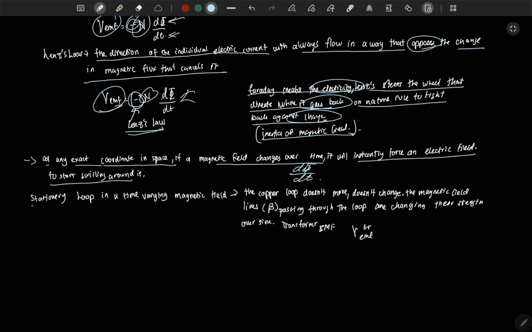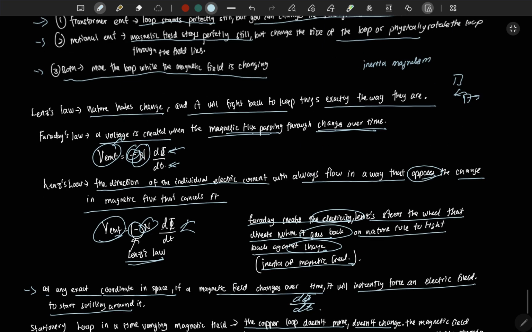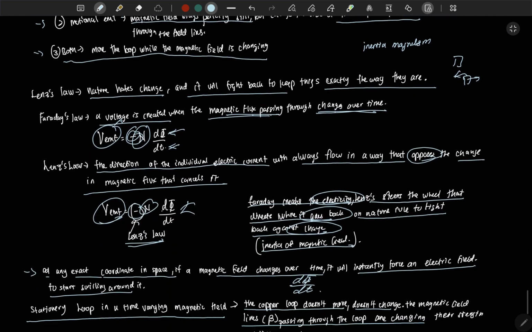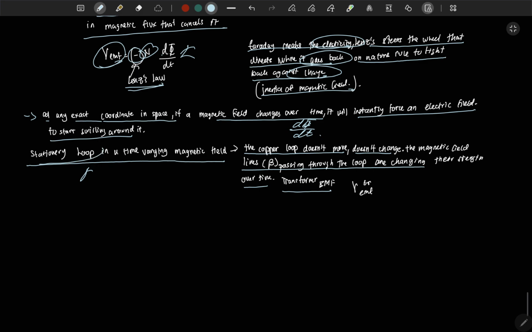Now what does stationary loop in time varying magnetic field mean? The copper doesn't move, doesn't change. The magnetic field lines passing through the loop are changing in strength over time. Transformer EMF. If you remember, just now we talked about the transformer: the loop stands perfectly still, but you can change the strength of the magnet. This is what we call a stationary loop in a time varying magnetic field, and we name it V, transformer EMF.